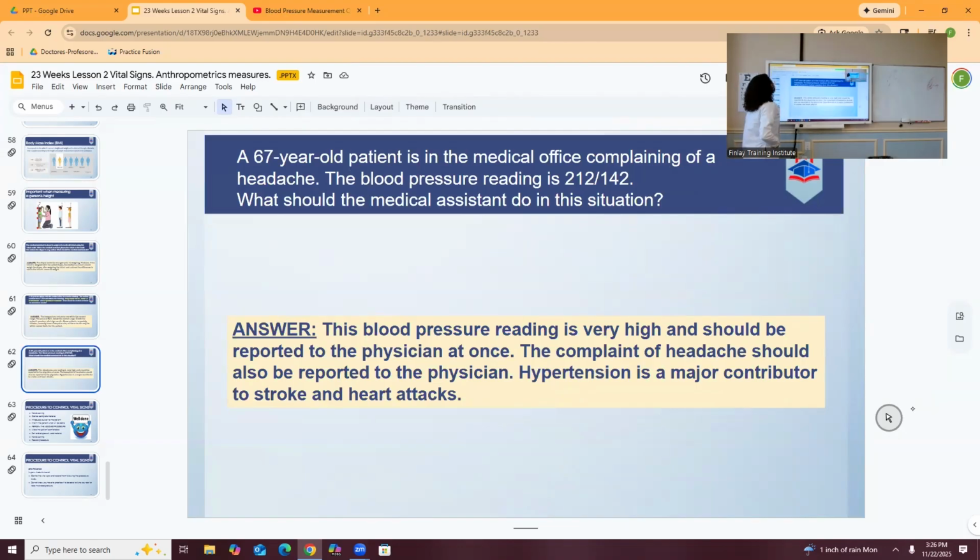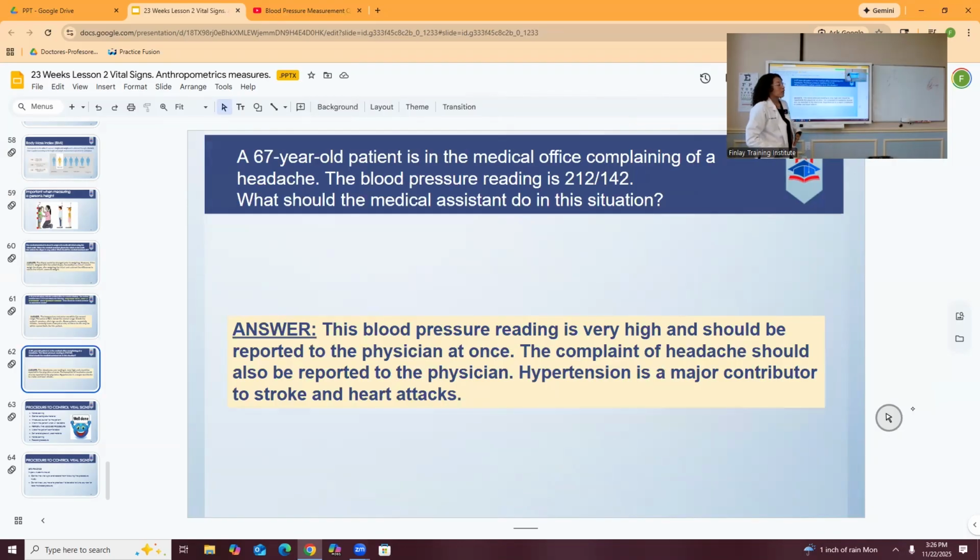A 67-year-old patient in the medical office is complaining of headaches, okay? Has pain, headaches. The blood pressure reading is 212/142, okay? What should the medical assistant do about this patient?